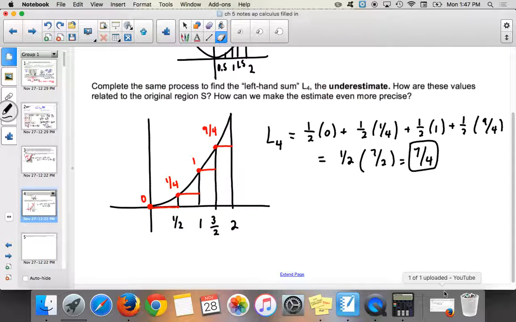If I wanted to get an even more precise approximation of the area, what I could do is find the average of those two. I could also find more rectangles. Our goal is eventually to go to an infinite number of rectangles. So we're going to do all this summation stuff with an infinite number of rectangles.